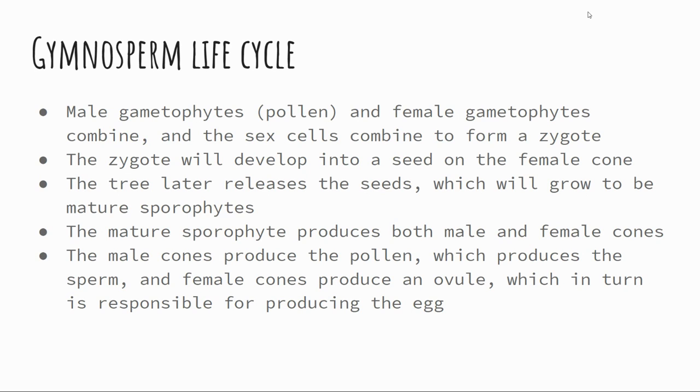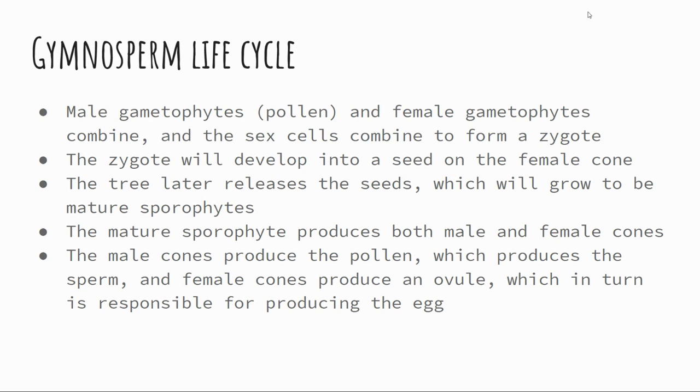So the gymnosperm life cycle. The male gametophytes, which is pollen, and the female gametophytes combine, and the sex cells combine to form a zygote. The zygote will develop into a seed on the female cone. The tree later releases these seeds, which will grow to be mature sporophytes.